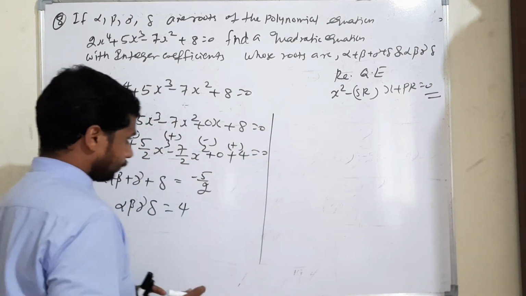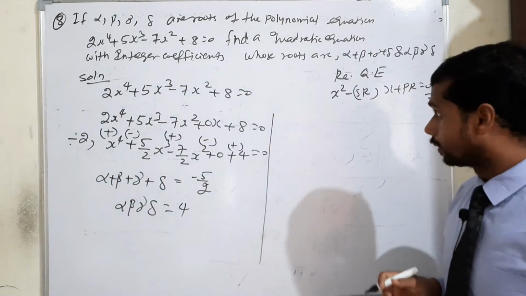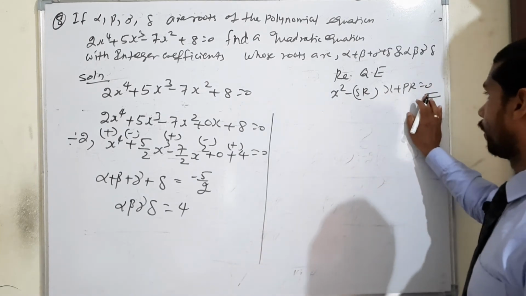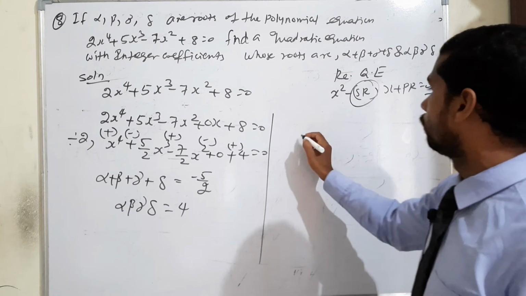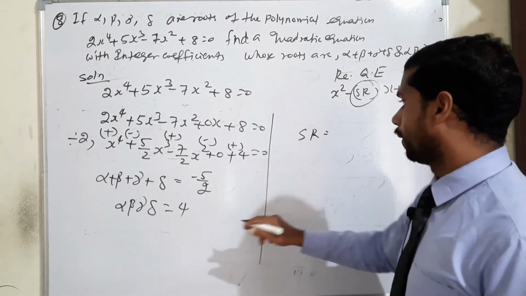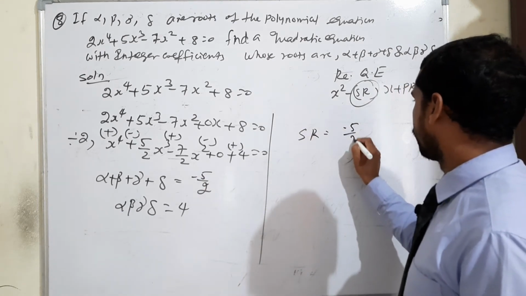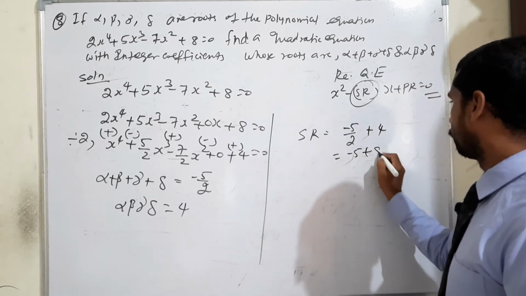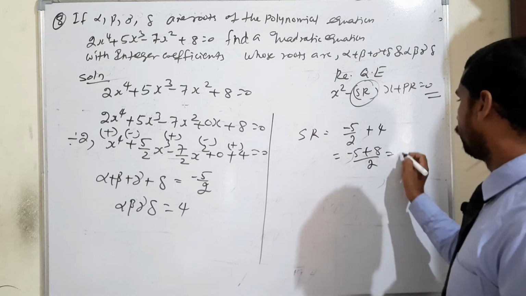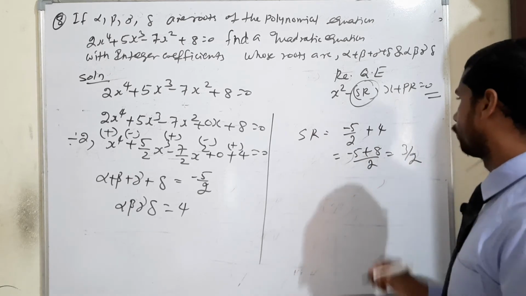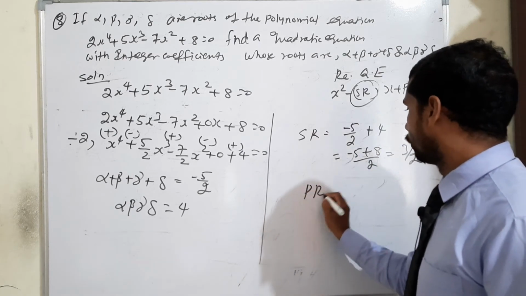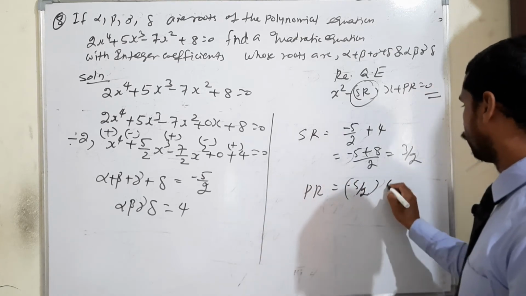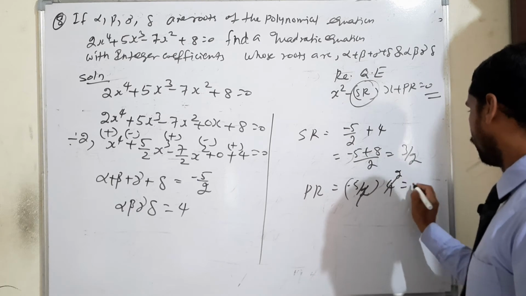So, now what is the basic form? Required quadratic equation: x square minus sum of roots x plus product of the roots. First we have to find the sum of the roots. Sum of the roots means just add: minus 5 by 2 plus 4, therefore minus 5 plus 8 by 2. So the value will be 3 by 2, the first one. Then product of the roots means minus 5 by 2 into 4. Cancel means only minus 10.